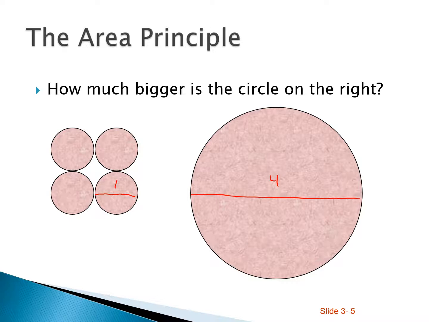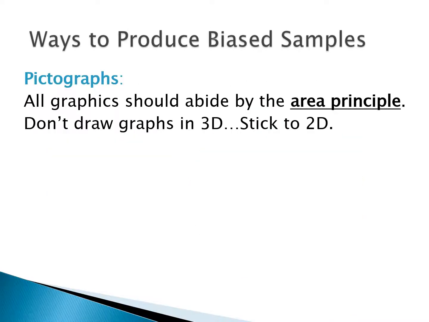So if we were to just scale that linearly based on the diameter, we can see that the area grows a lot more than just the width of the circle. So we want to keep that in mind, and we want to stick to 2D graphs. We avoid 3D, and we want to choose displays that abide by the area rule. We're going to learn about a bunch of different displays as the course goes further along, but graphs like bar charts, pie charts, histograms, etc.